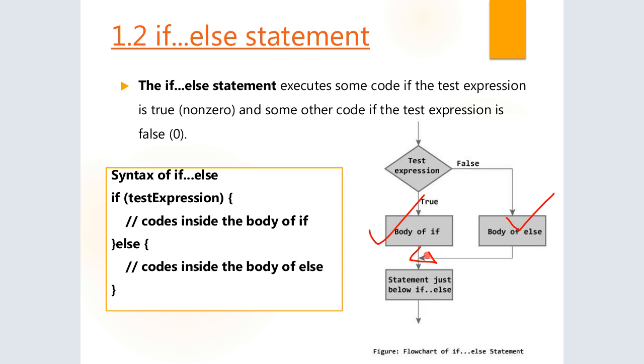So if we execute the true point, we'll still come back to the main program. If we execute the false point, we still come back here. And we cannot execute both of them at the same time. So in if else, we have two statements to be executed, when the condition is false and when the condition is true.